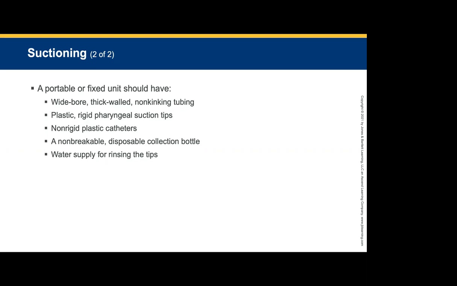The large diameter plastic tips are rigid and they do not collapse. They're very, very hard plastic. It is used to suction the nose and liquid secretions in the back of the mouth. And in situations where you cannot use a rigid catheter, a non-breakable disposable collection bottle will be used. You want to use water, sterile water if you can, to clean the suction tip out.